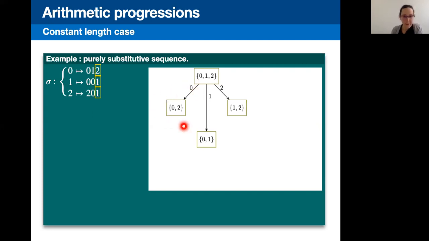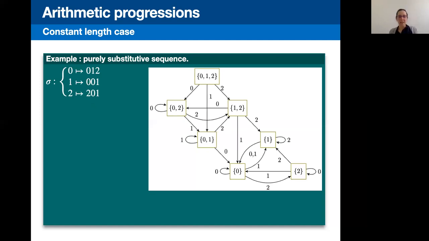And then we continue with this vertex, 0, 2. So we'll consider the letters 0, 2. And we will see that starting from 0, 2, the letters with index 0 is 0, 2. So we will draw a loop going to 0, 2 with label 0. And we continue. So starting from 0, 2, we also obtain 0, 1 at the index 1 and 1, 2 at the index 2. And we will continue with all these edges, and we know that this will halt in a finite time because all these vertices are subsets of the initial alphabet. So we can draw this graph quite easily.